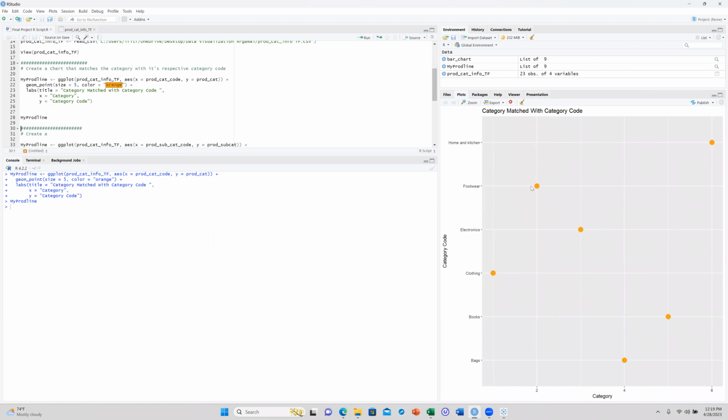So this is the first graph that I created, and essentially it just matches the category code to its specific category. I hadn't previously put this in any visualization, so I wanted to do that so that if we were showing this to maybe a shareholder or somebody who was like, oh, what is the electronics category code? Then we can see that electronics has a category code of 1.